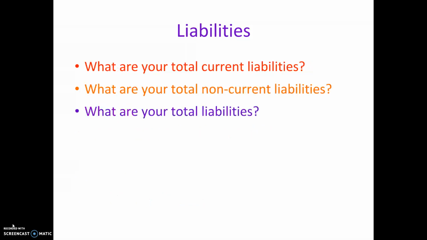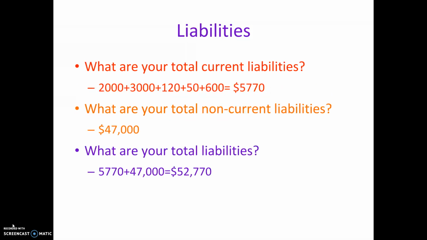Alright, so total current liabilities, total non-current liabilities, and total liabilities. Let's figure all these out. Your total current liabilities are going to be all of your current liabilities added together. So $2,000 plus $3,000 plus $120 plus $50 plus $600 equals $5,770. Total non-current liabilities, that one's easy. We only had one, so we have $47,000. So total liabilities is going to be $5,770 plus $47,000, and you're going to get a total liability number of $52,770.